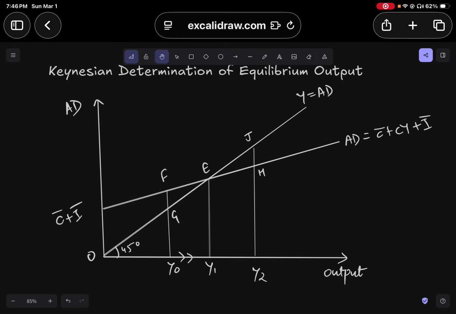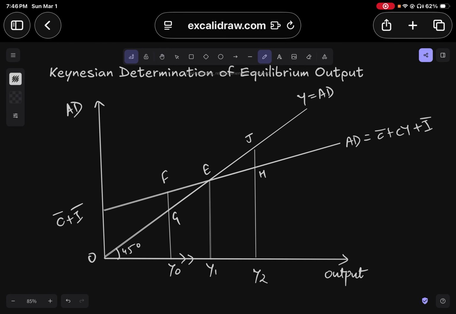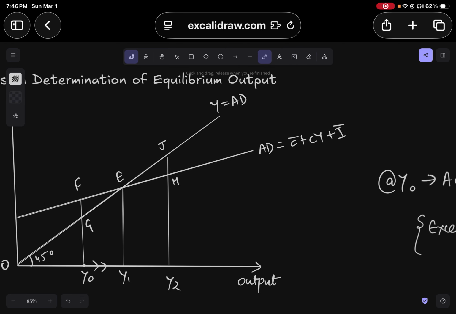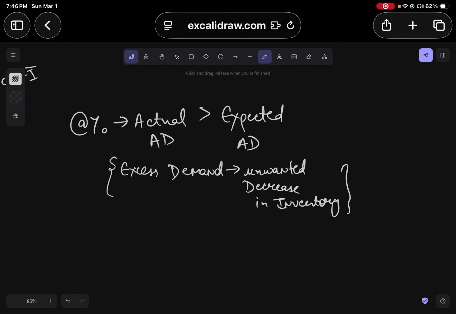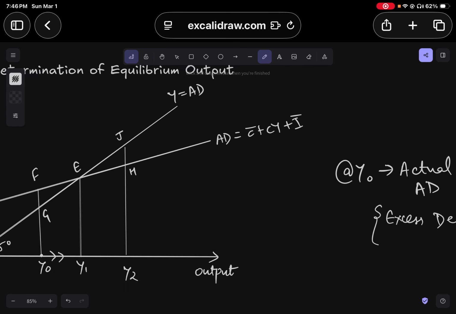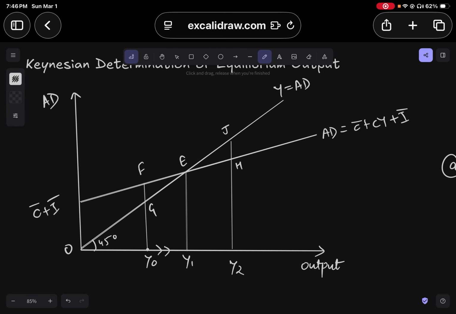So this shows the aggregate demand curve, and we can notice that at Y0, this point, actual aggregate demand is greater than expected aggregate demand. It implies excess demand for goods. In this case, there will be an unwanted decrease in inventory. Therefore, firms will expand their output to Y1 to keep pace with market demand.